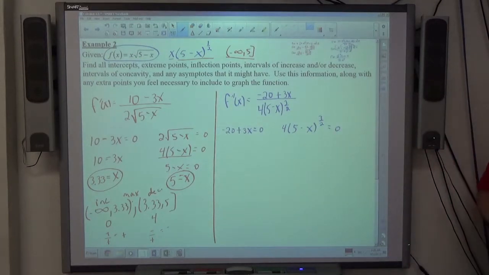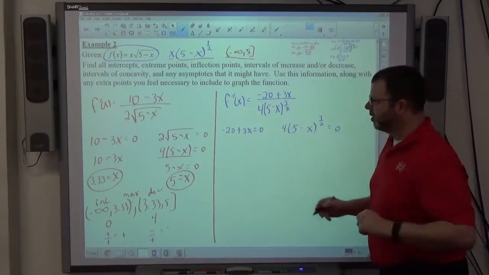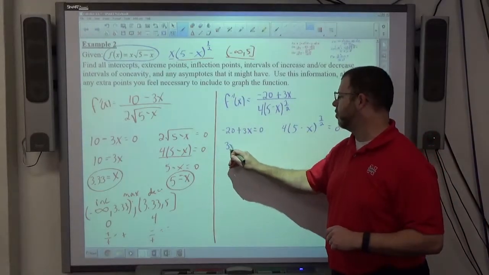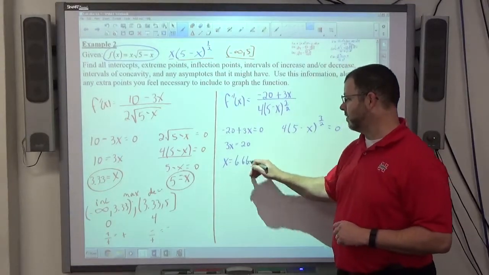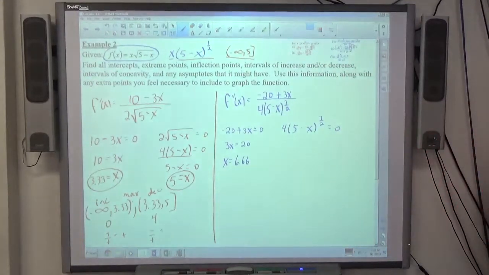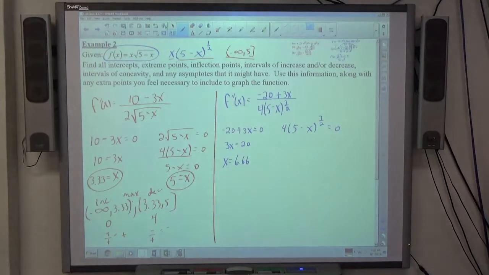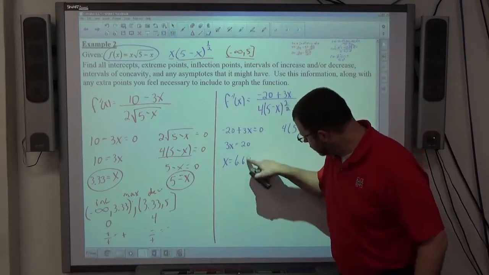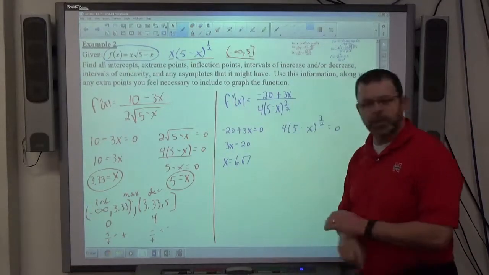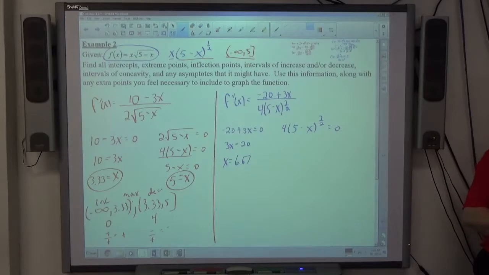So the left-hand one here, negative 20 plus 3x equals 0, that means that 3x equals 20, which means x is equal to 6.66. What do you think about that one? Actually, 6.67, if I round properly, 6.67. What do we think? Anything wrong with that? Nothing at all? I don't think so.